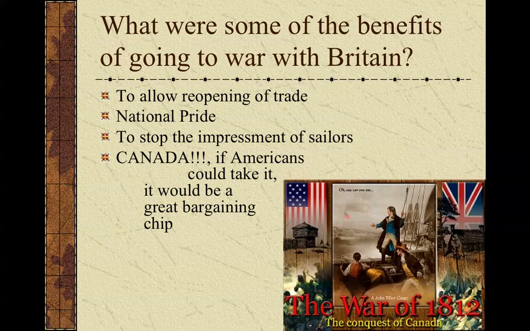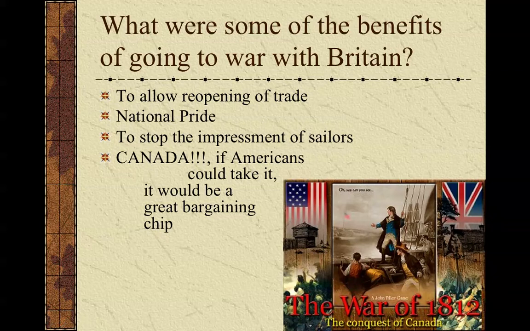Last but not least, and this is going to sound crazy to some of you, although some of you would probably argue you would like this even today, Canada. At this point in time, Canada was controlled partially by the British. The United States literally figured, well, if we go take over Canada, then they'll want to join us in a fight against Great Britain.